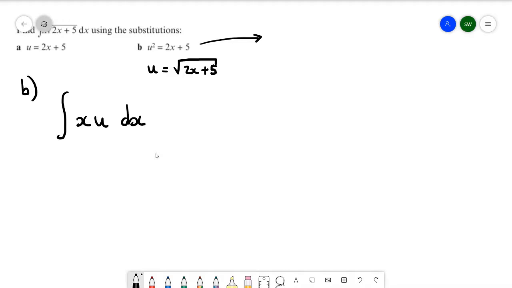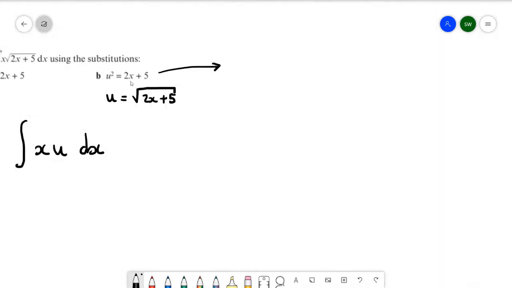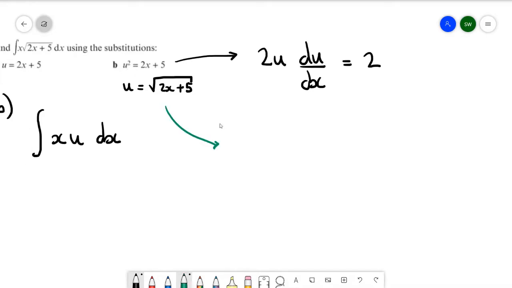I'm going to differentiate it implicitly. So to do this implicitly, I'm going to differentiate the left-hand side with respect to x. So firstly, we differentiate it with respect to u, which is 2u, and then we times by du by dx. And if we differentiate the right-hand side with respect to x, we get 2. An alternative way of getting du by dx would be to differentiate this expression here. So if we differentiate the left-hand side with respect to x, we get du by dx.